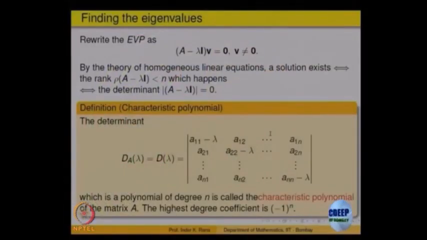That means you are looking for a non-zero solution for the homogeneous system, and that is true if and only if the matrix is not invertible, right. Nullity should be bigger than or equal to 1, right. The rank should not be full, that means the matrix should not be invertible, and in terms of determinant, that says determinant of A minus lambda I should be equal to 0, right. So, let us give that determinant of A minus lambda I also a name.